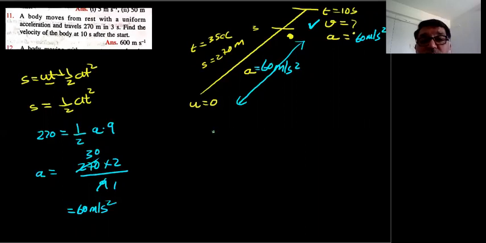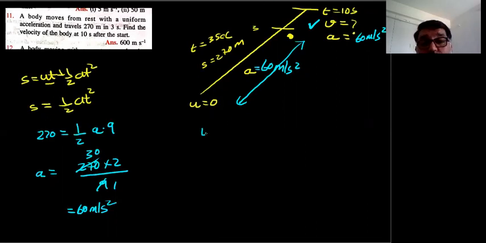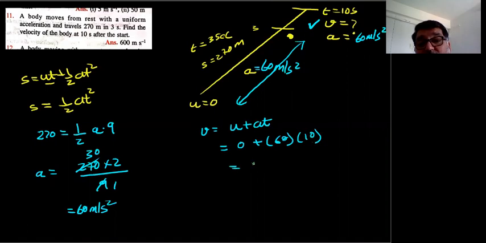So using our formula, V equals U plus at. Final velocity V equals U, initial velocity is 0, plus acceleration is 60 and the time is 10 seconds. So velocity equals 60 meters per second. This is the final velocity after 10 seconds.